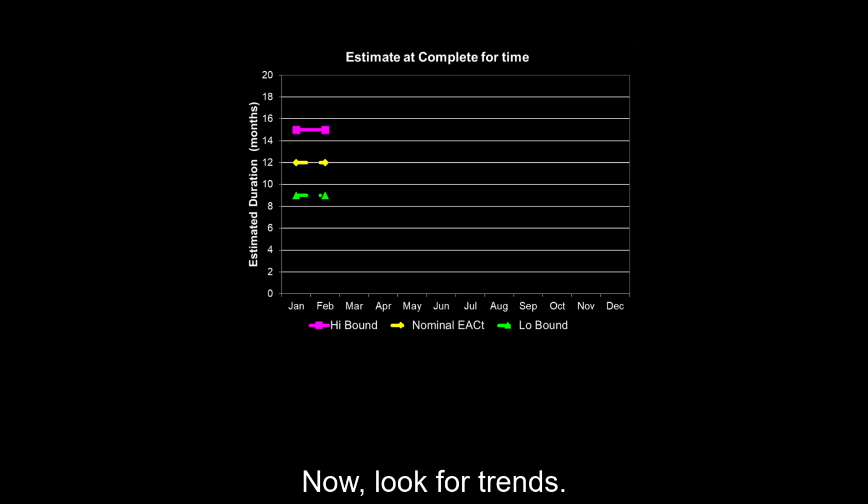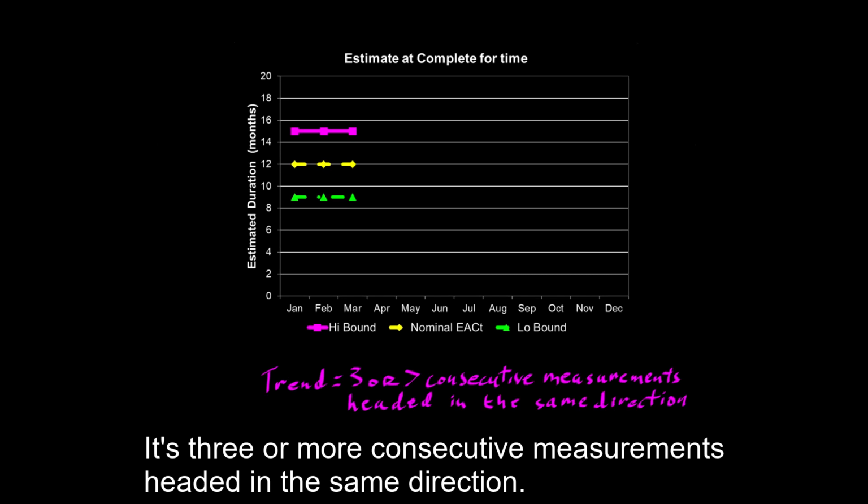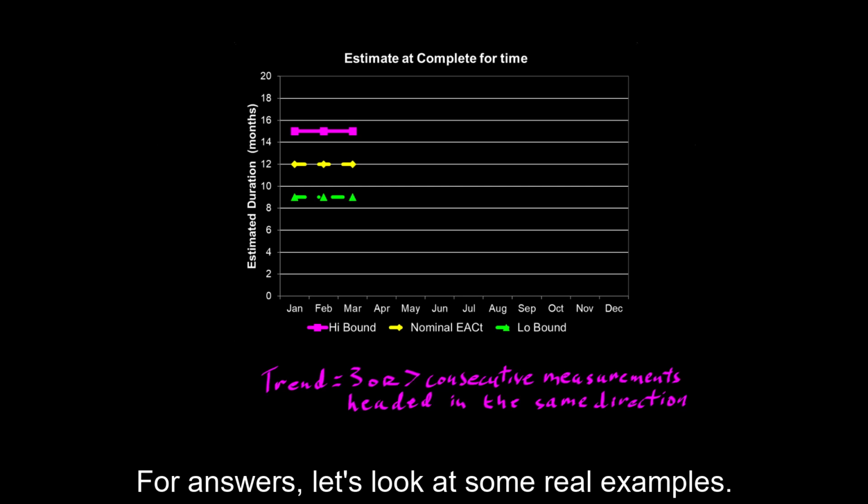Now, look for trends. What's a trend? It's 3 or more consecutive measurements headed in the same direction. What does a trend tell you? For answers, let's look at some real examples.